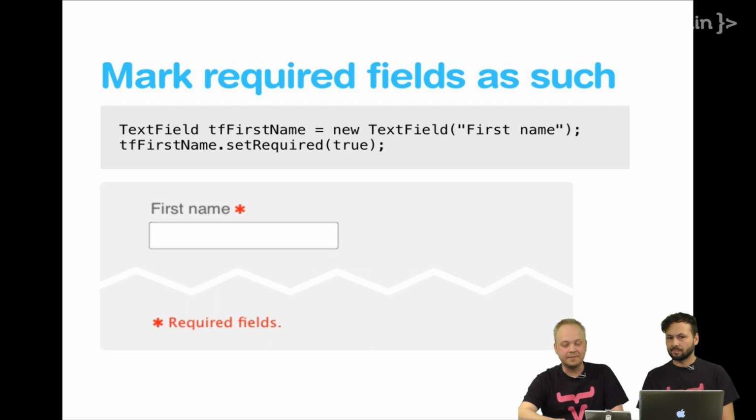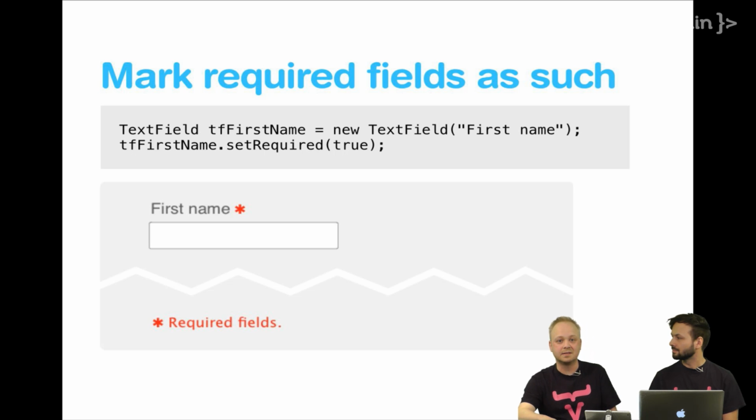If you have a form where some fields are optional and some fields are required, you should make sure to mark the required fields as such. First of all, it places a visual indicator next to the field caption, usually a red asterisk, that tells the user that this is a required field. And secondly, when you validate the form, you will actually get a validation error on that field if it's empty. So you kind of get that for free from the Vaadin framework, which is really nice.